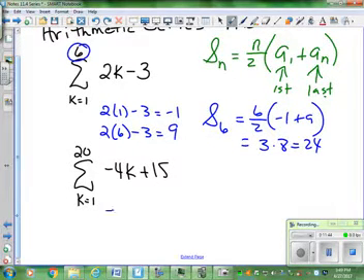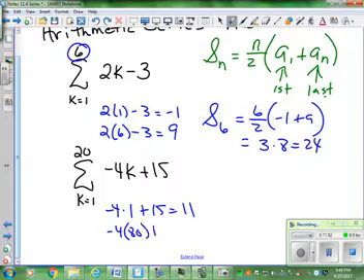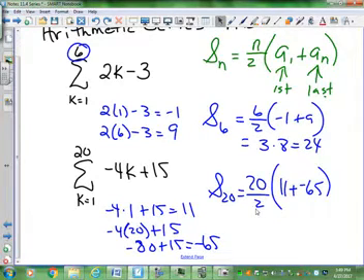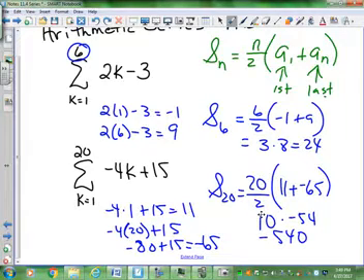Alright, so on this one, first you're going to put in 1, that gives me 11, and put in 20. Well, I didn't type right at 20. That's -80 plus 15, which is -65. So now we're going to do S of 20, which is 20 divided by 2. You got 11 plus -65. So you get 10 times -54, which is -540. Now that's a whole lot faster than adding 20 numbers together.